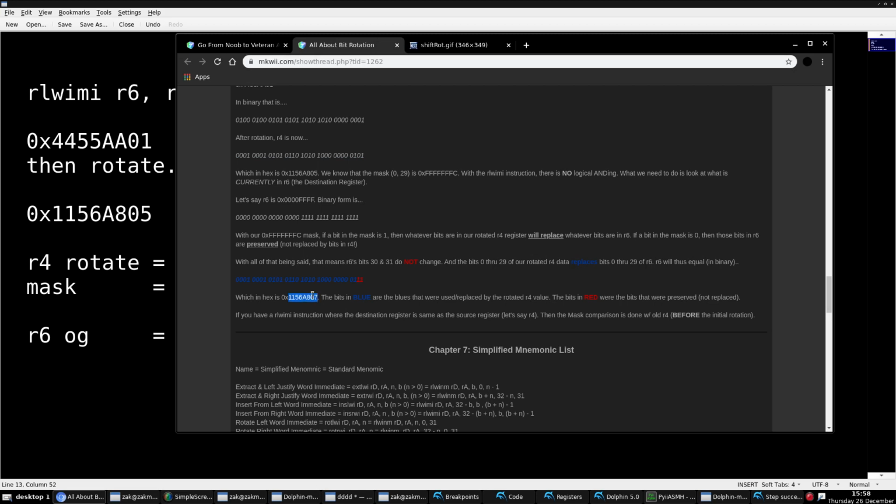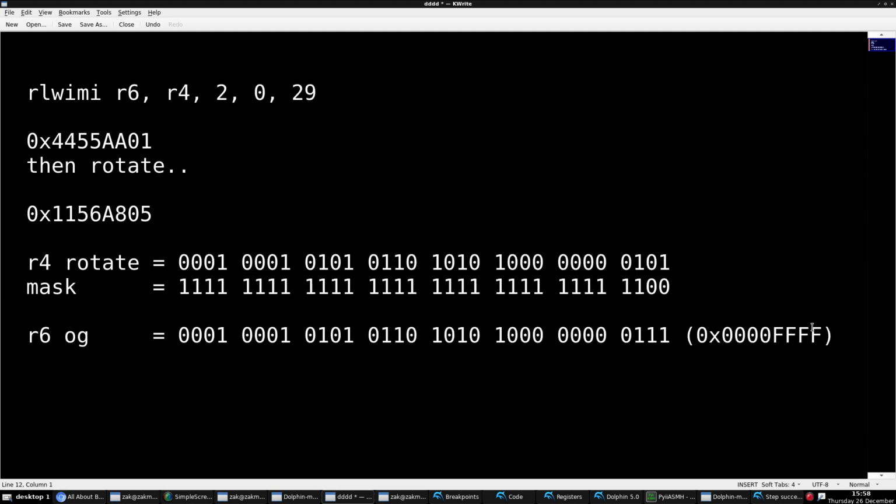Thus, R6 now equals this. From 4 zeros, 4 F's to this. That is how rotate leftward immediate then mask insert will go. If you had a situation where the source register is the same as the destination register, you'd just change this to this, per se. If R4 was the original, like somehow, but you get the idea.